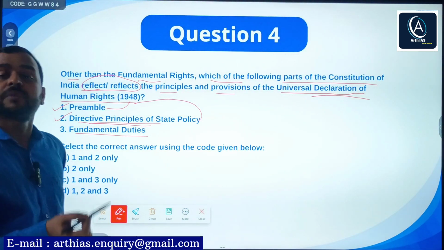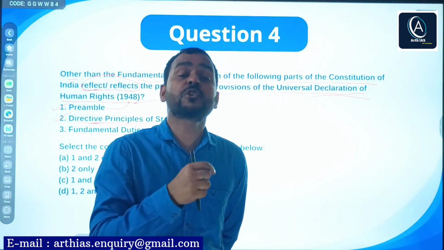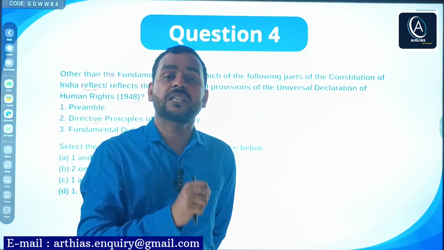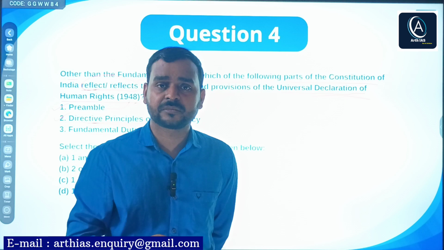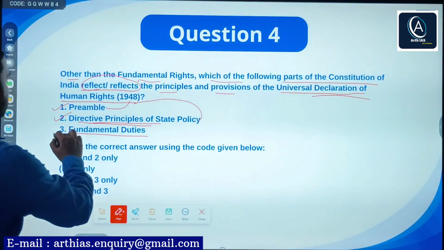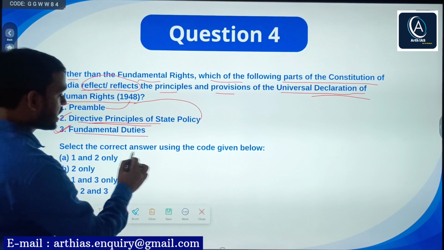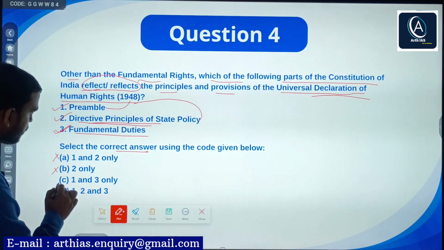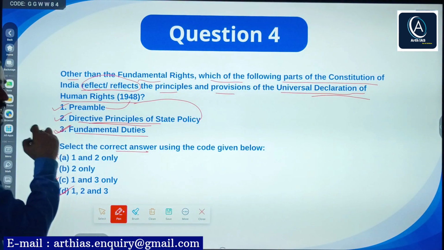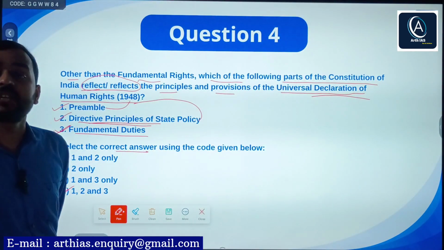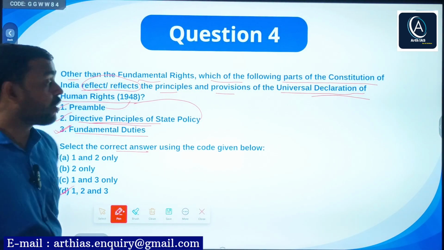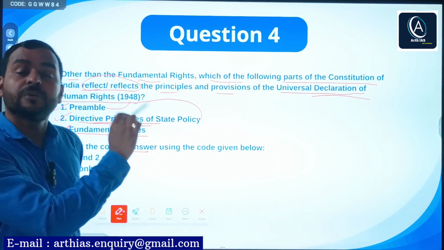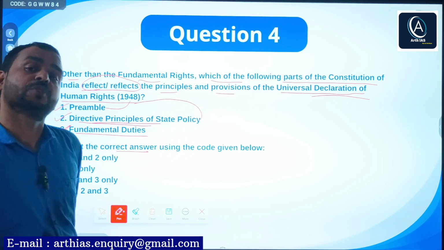And fundamental duties. Fundamental duties, for example, promote or talk about promotion of fraternity, common brotherhood, international peace, scientific temper. Right? So, all these three are correct. Correct answer. Option A says 1 and 2, no. B says 2. C says 1 and 3, no. D says 1, 2 and 3. So D is the right answer. Means preamble, directive principle of state policy, and fundamental duties, all these three talk about the principle and provisions under Universal Declaration of Human Rights 1948.